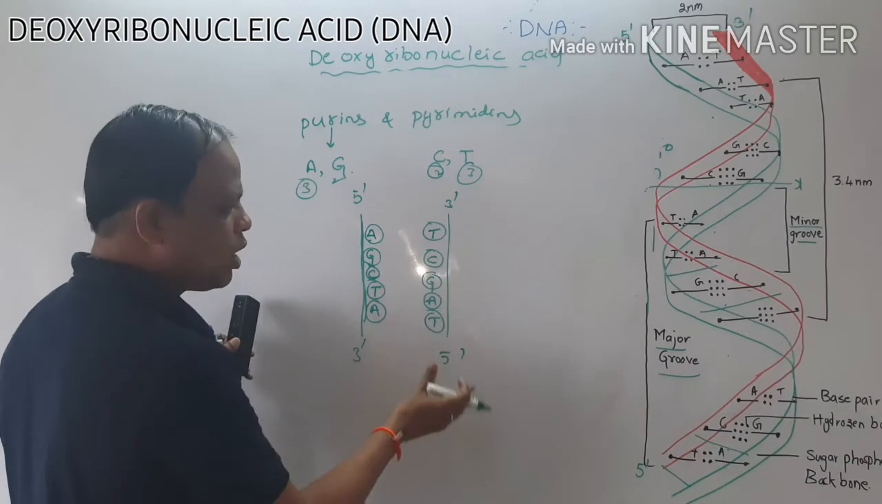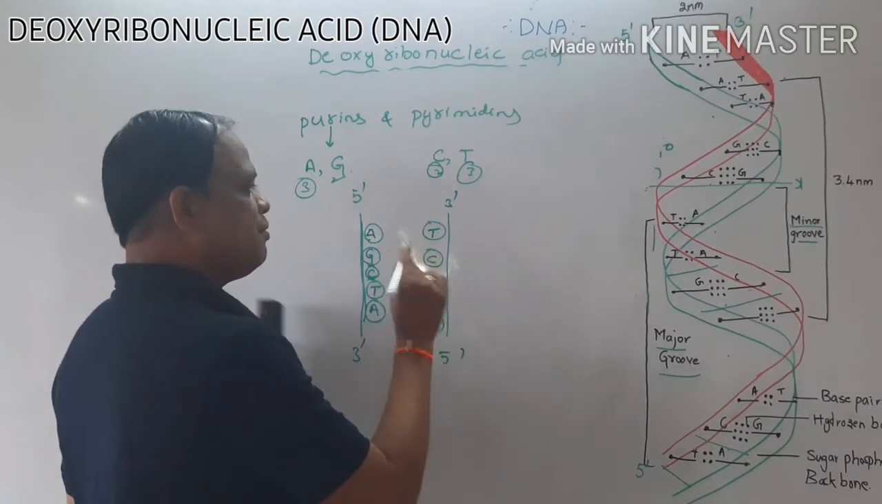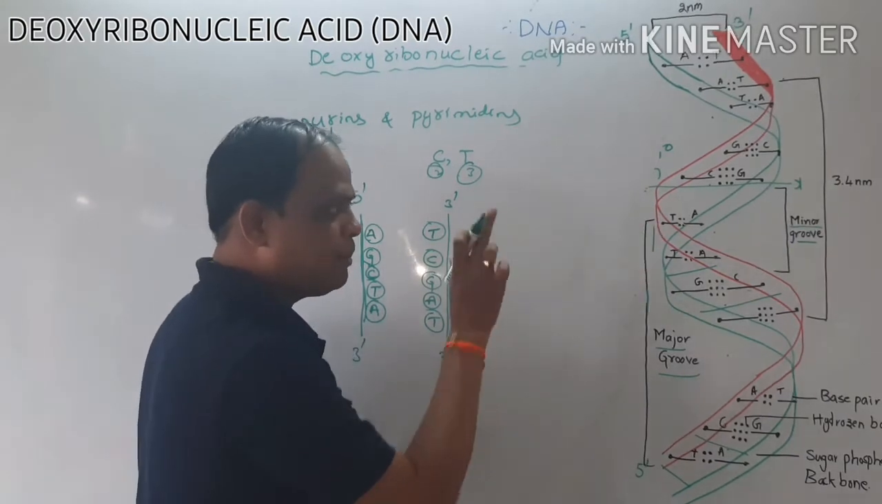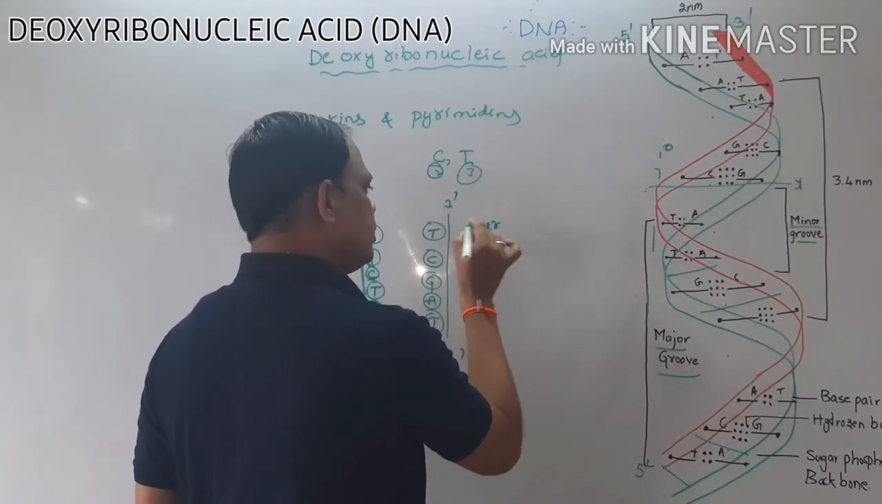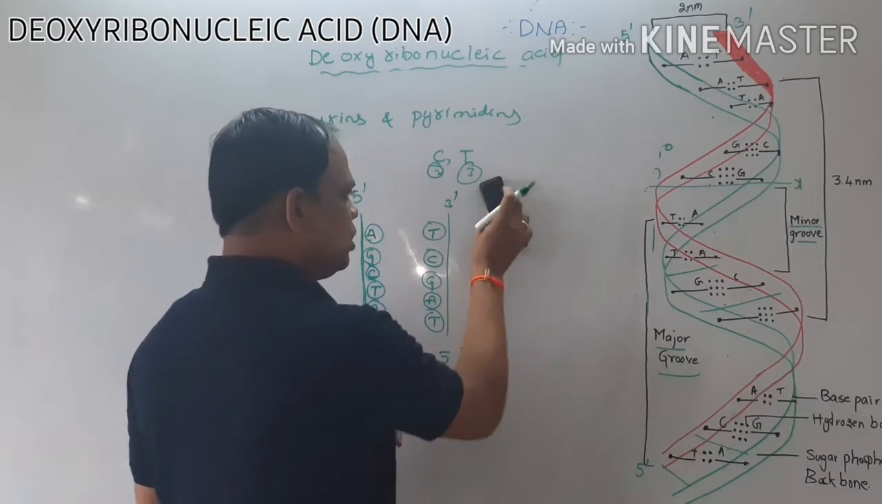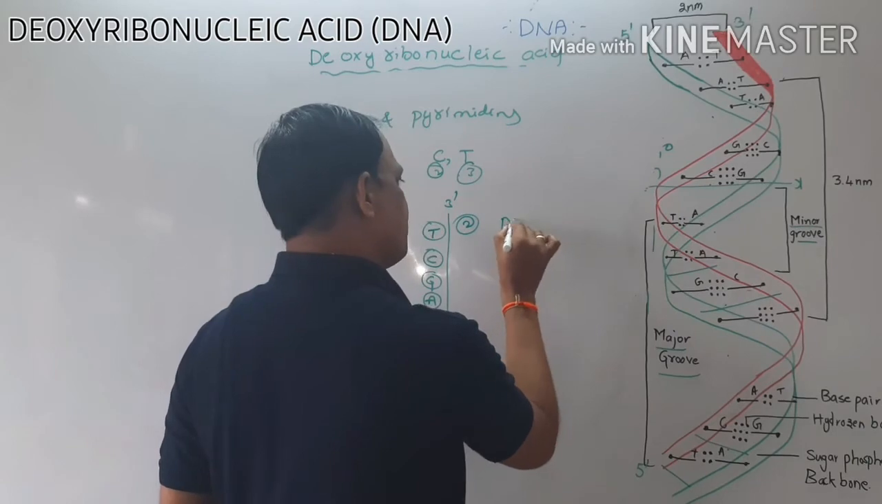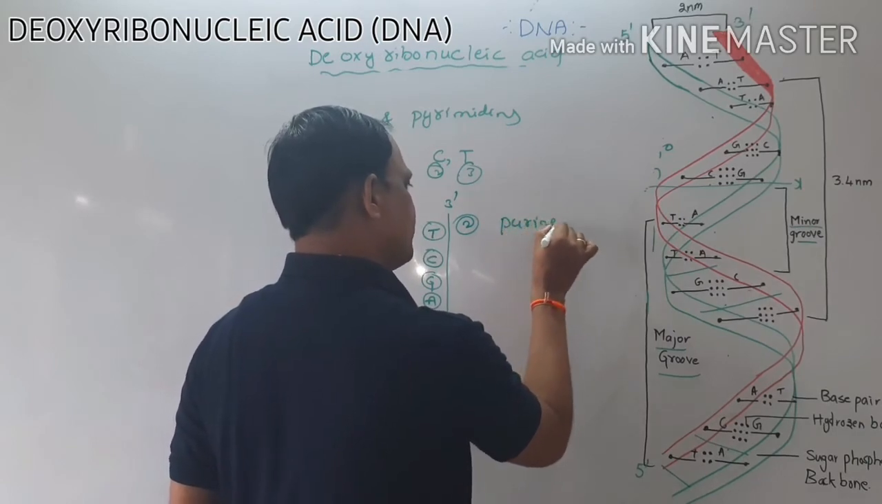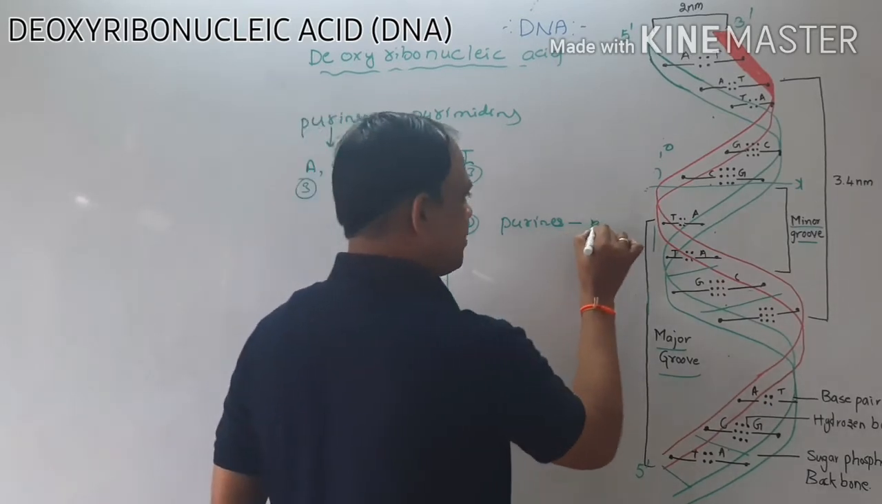So this is Chargaff's first rule, and the second one is that in the two complementary strands, this is the second rule: one strand of purine binds with another strand of pyrimidines.